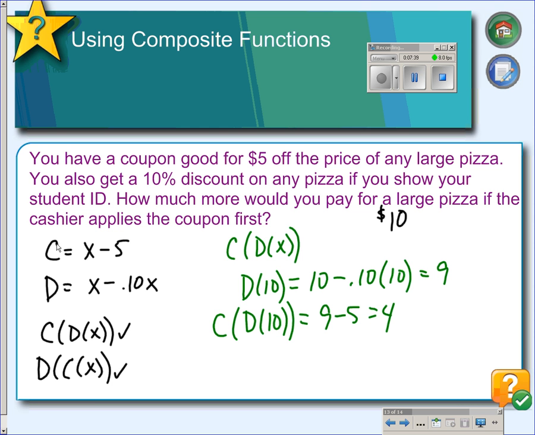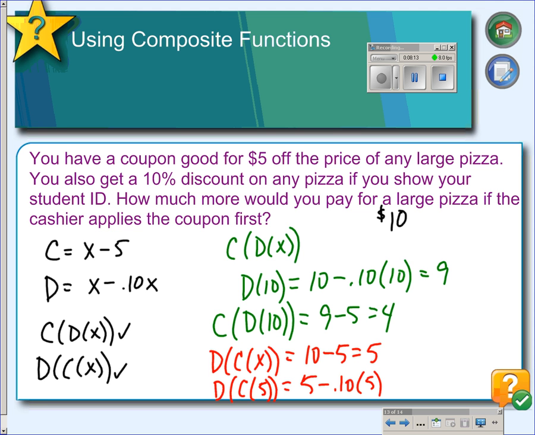So what if we do it the other way? We're going to calculate D of C of x, doing the coupon first. So we're going to put $10 minus the $5 coupon, which gives us a $5 pizza. And then we will calculate the discount for our now $5 pizza, which would be 5 minus 0.10 times 5. 0.10 times 5 is 50 cents. So this would be a $4.50 pizza.